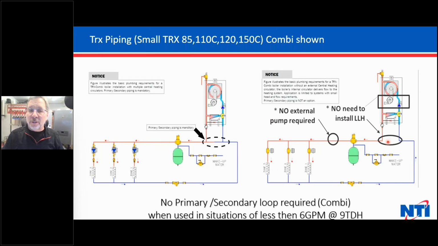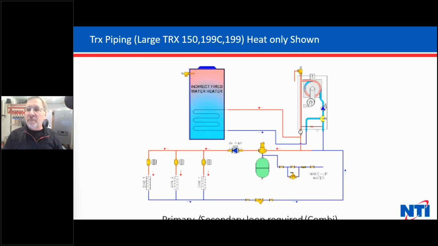You can do a single zone coming off this boiler if you have less than 100 feet of tubing and less than 60 feet of baseboard. You can do this on a single zone system. But if you're going to use multiple zones, you're going primary, secondary. All right? So TRX and the larger ones, you can see I don't have a circulator on the indirect because we're using the internal circulator to pump the indirect. They work great.